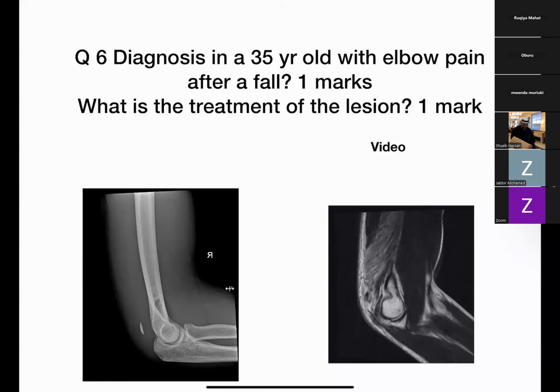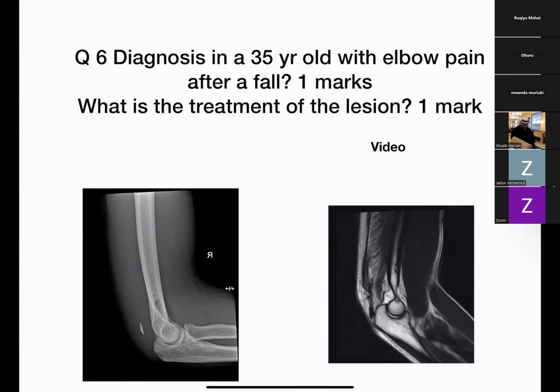You can see a 35-year-old with elbow pain after a fall. Then you can clearly see something. The X-ray has been given there, and it does show something. Then you can see the MRI scan. And even if you look at the MRI scan, the final image clearly shows you what could be the problem. So what's the diagnosis? What do you guys think?